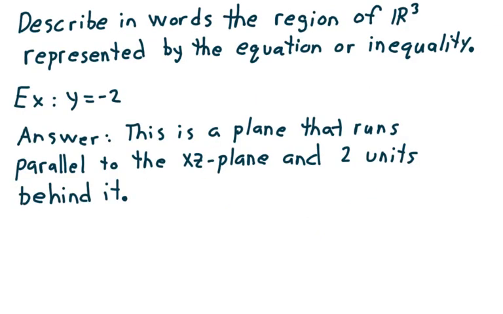Suppose I ask you to describe in words the region of R3 represented by the equation or inequality. For example, suppose I give you y = -2. Now, this represents a plane that runs parallel to the xz plane. Remember, y is fixed. x and z can take on whatever they want, right? I can write this as 0x plus y plus 0z equals -2. So x and z can take on anything, and y is fixed. So again, this is a plane that runs parallel to the xz plane and 2 units behind it.